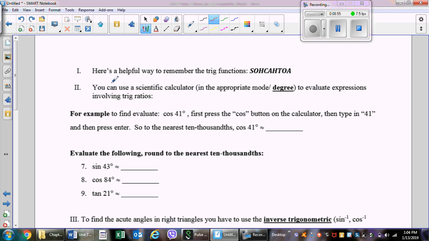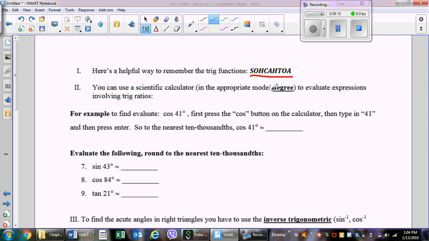So the next page is here to help you. I'm sure if you have an older sibling, you've probably heard of SOHCAHTOA. Sine is opposite over hypotenuse, cos is adjacent over hypotenuse, tangent is opposite over adjacent.